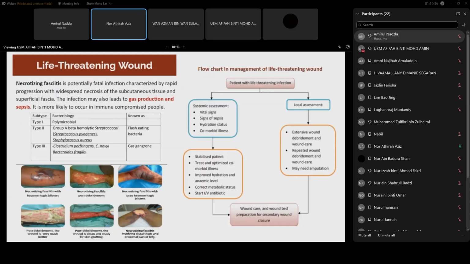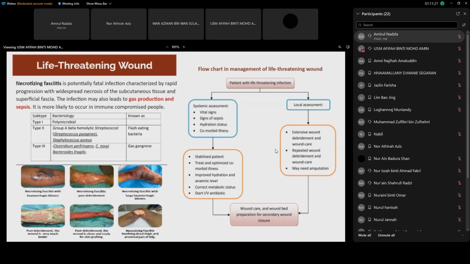Last is life-threatening wound. Life-threatening wound, or what we call necrotizing fasciitis, is a potentially fatal infection that is characterized by rapid progression with widespread necrosis of the subcutaneous tissue and superficial fascia. The infection may also lead to gas production and sepsis. It is more likely to occur in immunocompromised patients. There are 3 subtypes. Subtype 1, polymicrobial. Type 2, from group A beta hemolytic streptococcal. And type 3, due to Clostridium perfringens, etc.